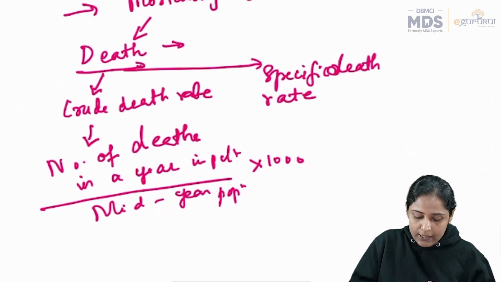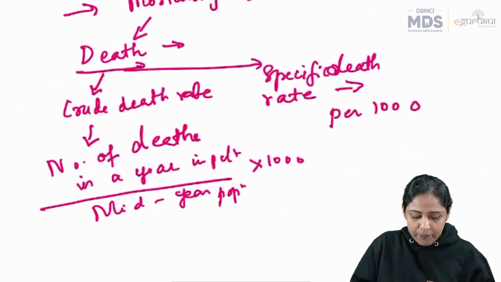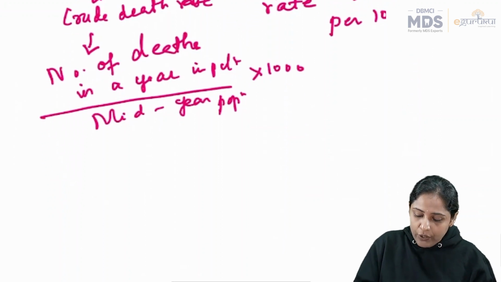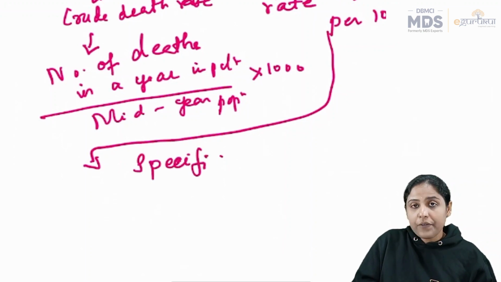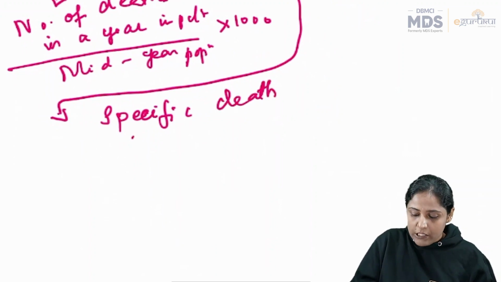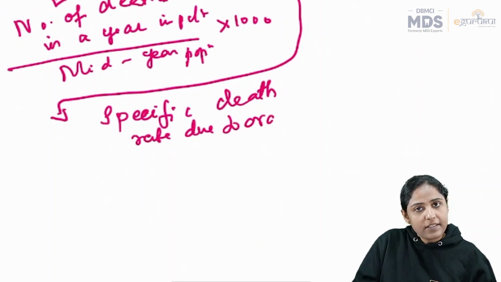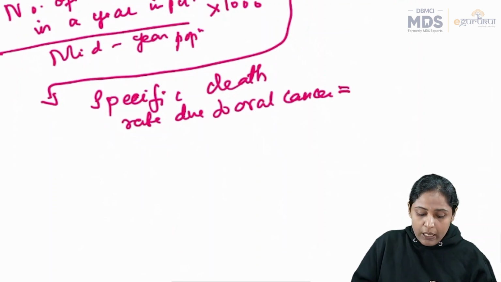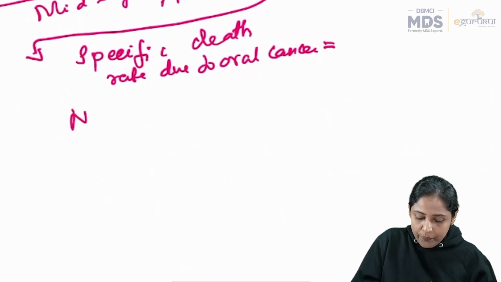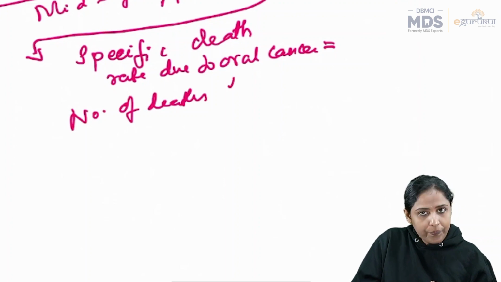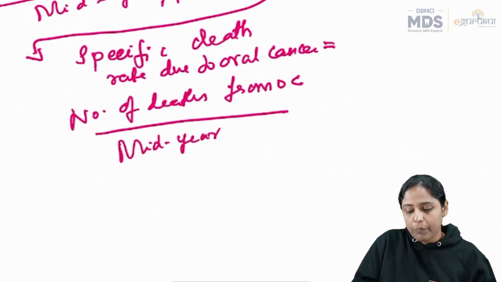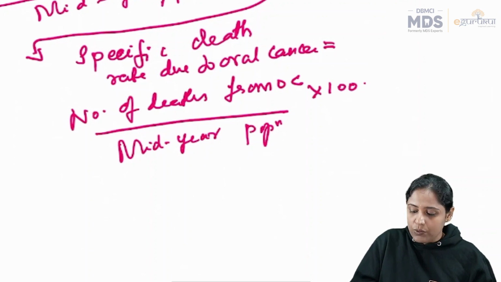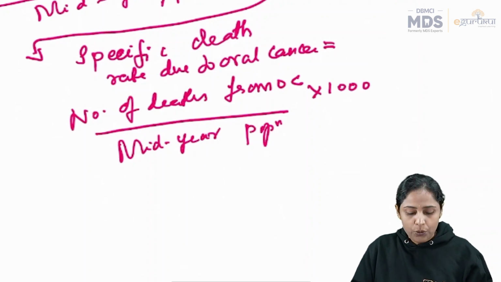What is specific death rate? Specific death rate measures the number of deaths among people per thousand in that category. For example, specific death rate due to oral cancer equals number of deaths from oral cancer during a year by the mid-year population, into 1000. So that is specific death rate due to the specific disease.